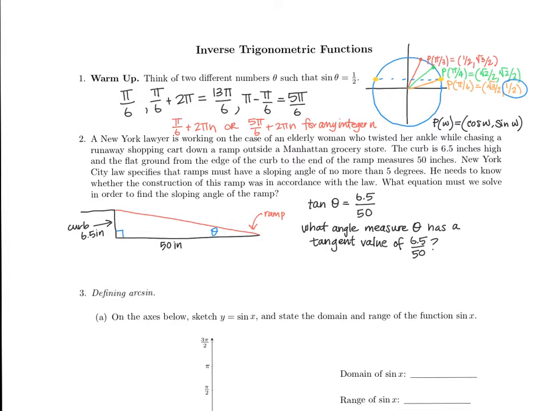Or in number one, we have this sine value. What angle measure has this sine value? And so what we're looking for is an inverse to the trigonometric function. Let's, before we continue on into the worksheet, take a moment and remind ourselves what an inverse function is.